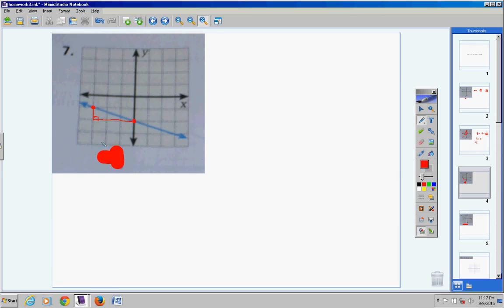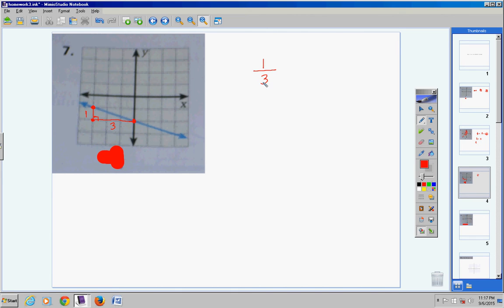Now, my rise, obviously if you put your pencil here and go up 1, it's 1. It's not 2. You do not count where you put your pen. You put your pen here and then you move 1. So the rise is 1. The run, you put your pen here and you go 1, 2, 3. So the slope is rise over run.